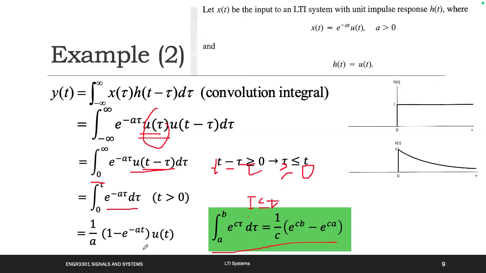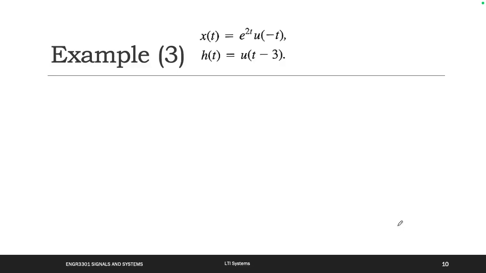And here I just add u(t). Do you know why? This is u(t). It means we require t greater than 0, because if t is greater than 0, u(t) is 1. If t is smaller than 0, it will be 0, so y(t) should be 0. So this just replaces this condition. That makes sense to you? Okay, let's continue. This is our final output. Okay, let's talk about the other one.